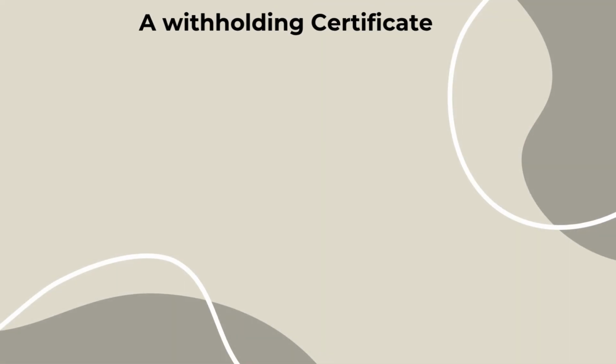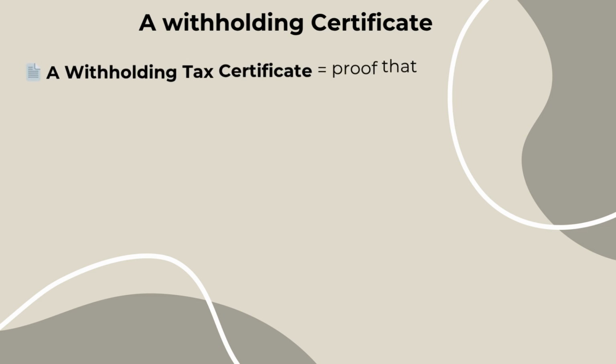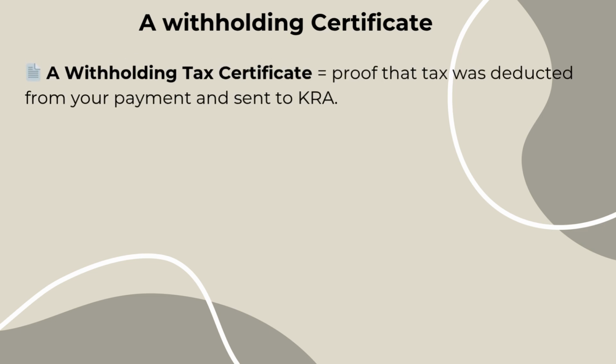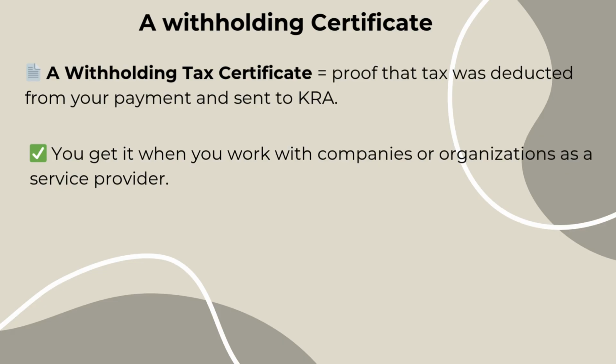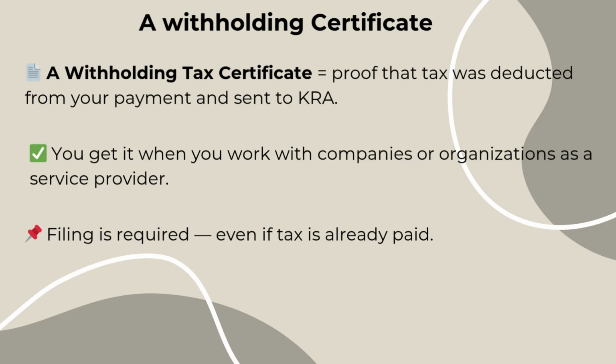A withholding tax certificate is proof that someone deducted tax from your payment and sent it directly to KRA. This usually happens when you work with companies or organizations as a service provider or work on commissions. Even though the tax was already deducted, you are still required to file your returns and declare that income.